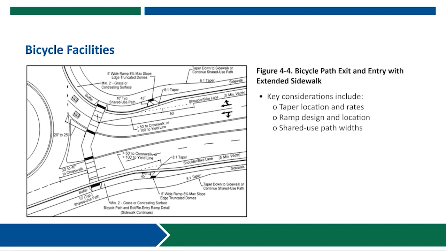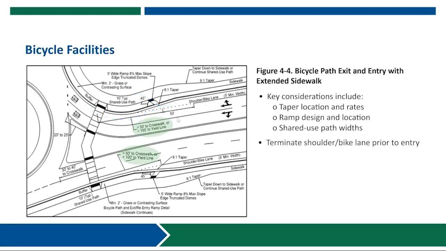In general, any wide shoulder or bike lane that's present upstream of the roundabout would be terminated prior to the entry. Cyclists using the shoulder or bike lane would then have the option of either merging into the travel lane and traveling through the roundabout as a vehicle, or exiting up onto the shared use path and navigating around the roundabout on the path facility.